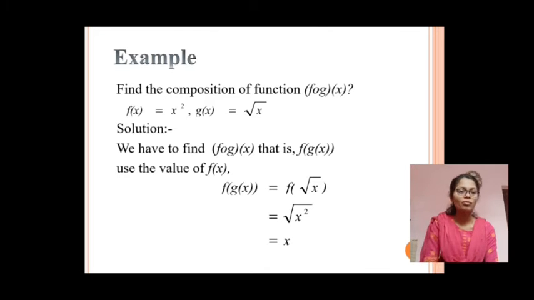Now next, an example of how to find the composition of a function. Suppose we have f of x is equal to x squared, and g of x is equal to the square root of x. We have to find f composite g of x, that is f of g of x. Replace g of x by the square root of x. Here we get f of the square root of x. So replace x by x squared, and we get f composite g of x is equal to x.